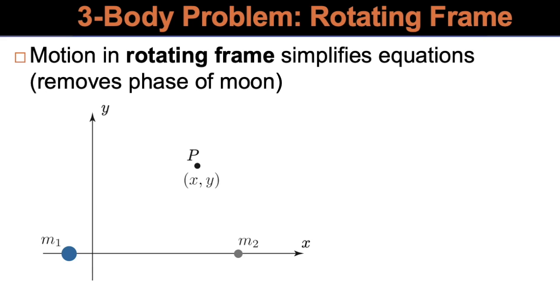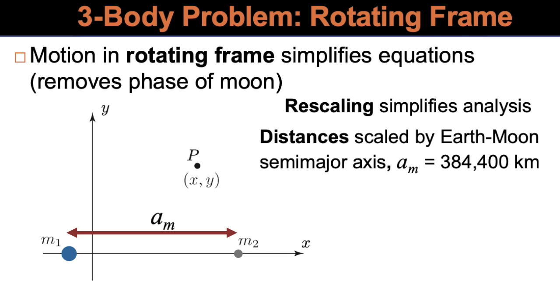Because the Earth and Moon in this frame are fixed. We do some rescaling as well, so this is common for understanding the three-body problem. There's a common framework, which is that the distances are scaled by the semi-major axis of the two massive bodies. So in this case, the Earth-Moon semi-major axis, 380,000 kilometers. Time is scaled by the rotational period of the Moon divided by 2 pi.